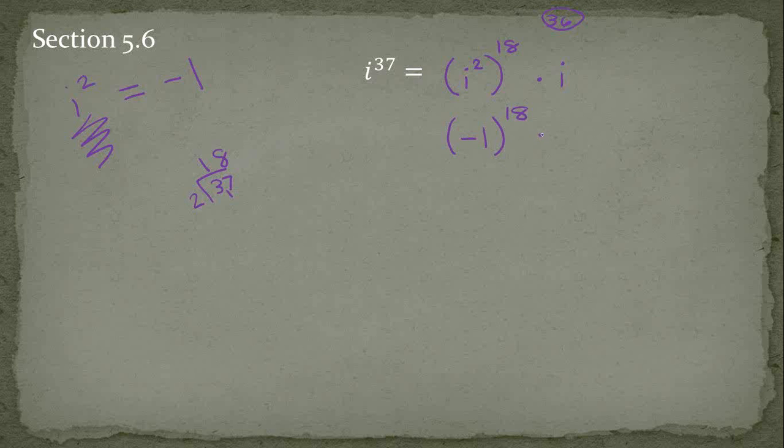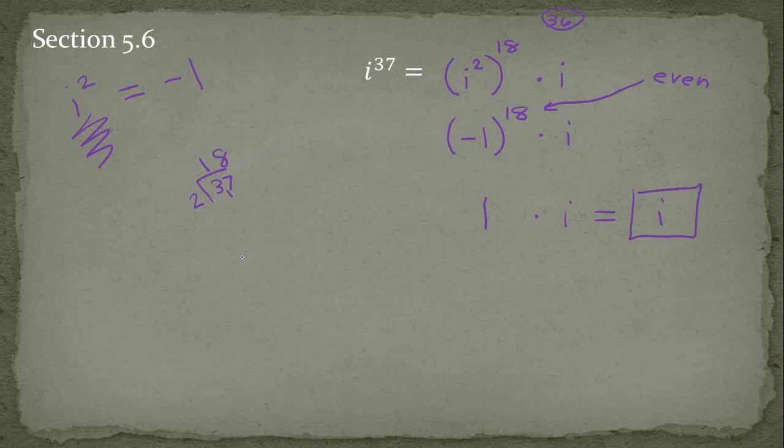And I can do this by hand now. Or you can double check in a calculator. Negative 1 to the 18th is positive 1. Since this is an even number and every two negatives become a positive, it's going to become positive 1. But again, you could do that in the calculator to verify. And 1 times I is I. So on this one, the answer is I.